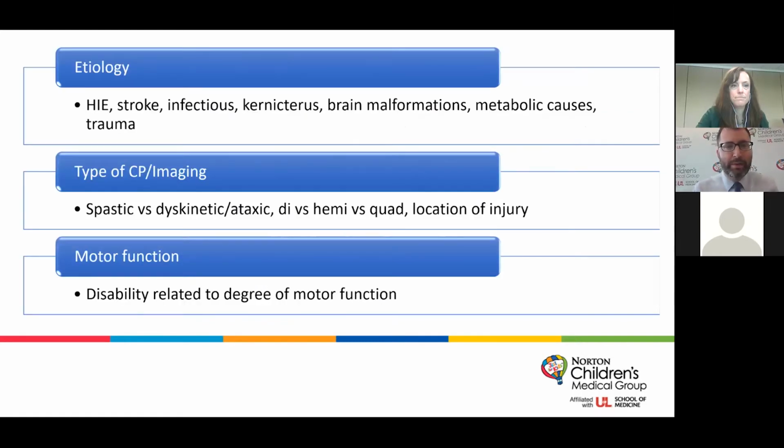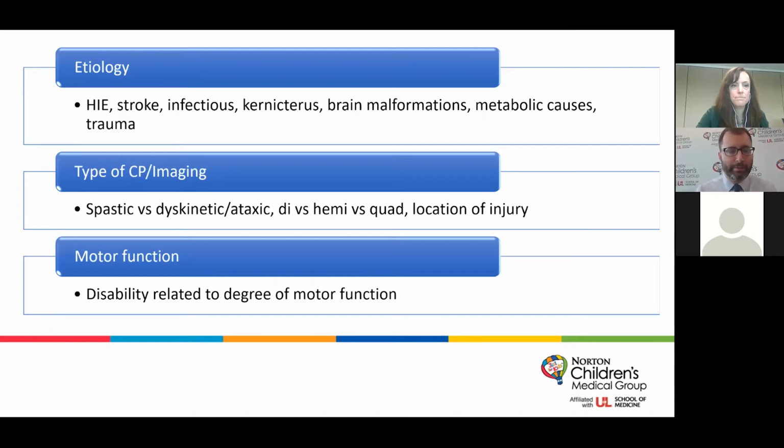Breaking this down, we can really figure out who's at risk for different comorbidities based on three main things. Number one is etiology. In our first talk today, we talked about how a lot of these different etiologies will fit cerebral palsy, but some of these different etiologies predispose you to different comorbidities. So things like hypoxic injury, strokes, certain infections, kernicterus, brain malformations, metabolic, all have associated comorbidities that go with that.